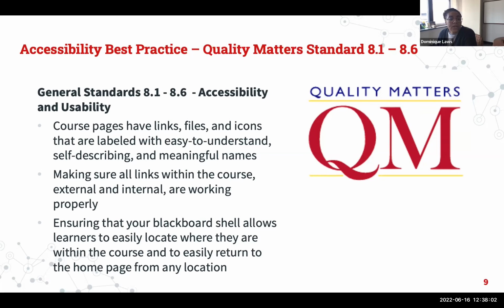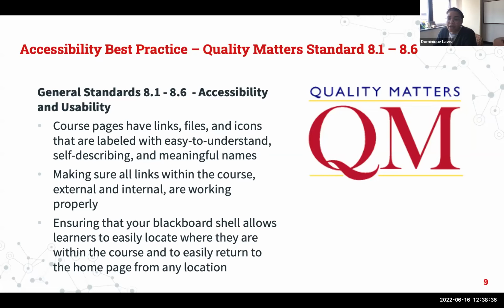So what this includes is making sure that course pages have links and files and icons that are labeled and easy to understand. They're self-describing and they have meaningful names. Making sure that the links in the course are working properly to go internally as well as externally. When you think about courses or link design, you want to make sure, for example, if you were going to link to our UDC website, you would say www.udc.edu.